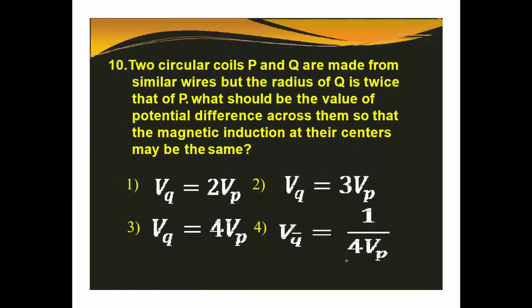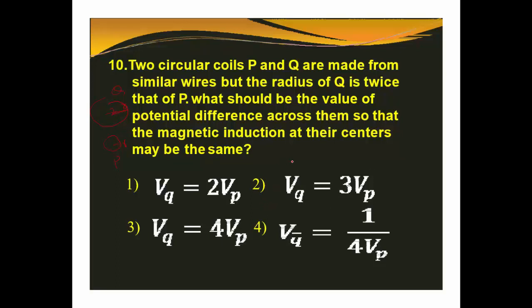The next question is the 10th one. Two circular coils P and Q are made from similar wires, but the radius of Q is twice that of P. Q is the big one, and this is P, the small one. Here it is 2R, and this is R.